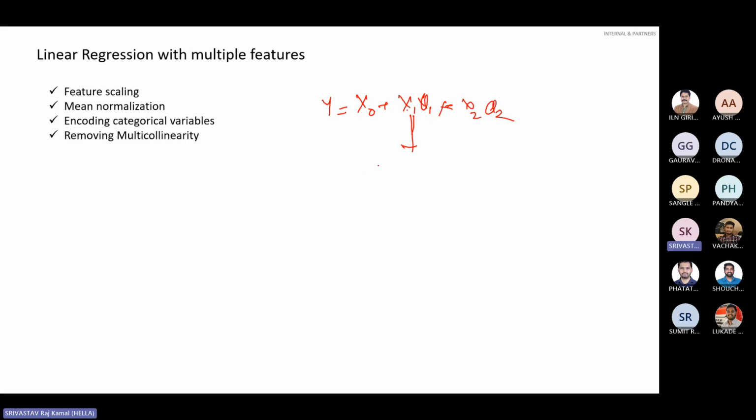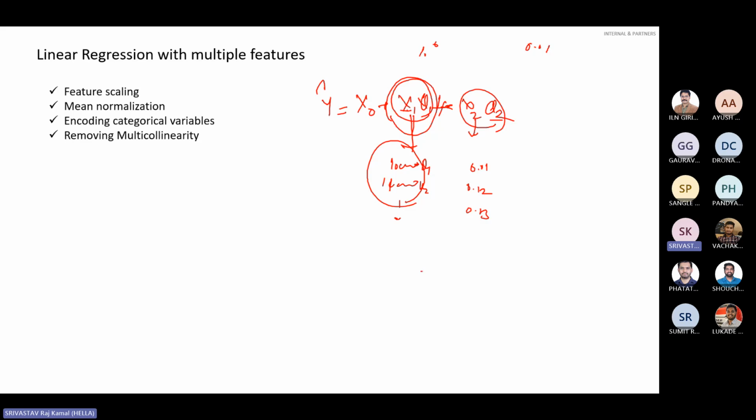x1 is in the range of, say, 10 raised to power 6, say 10,000, some 11,000 maybe. Now there's one more variable which is just in the range of 0.01, maybe that's the nature of data: 0.01, 0.12, 0.13. Would you agree with me? This number as a whole becomes huge compared to just this number. So this means that my y hat is actually getting influenced by this big number.